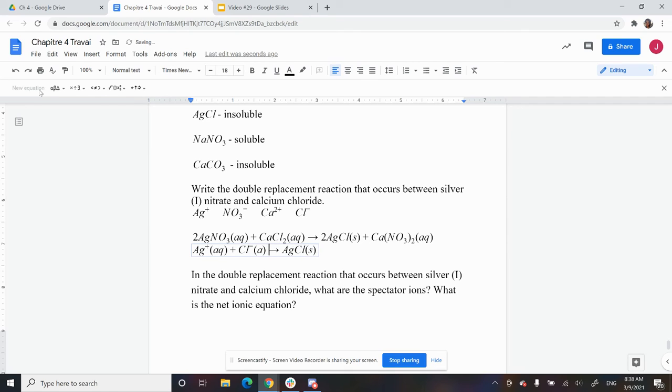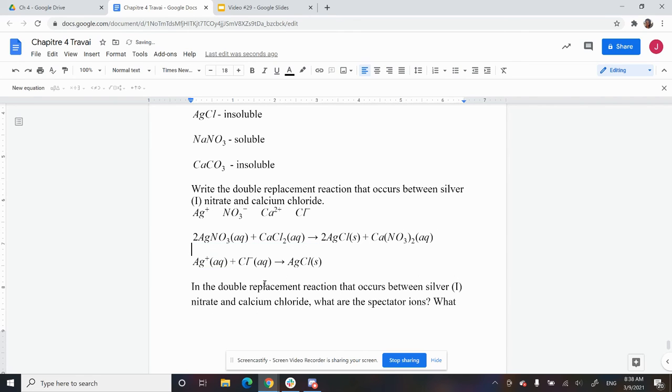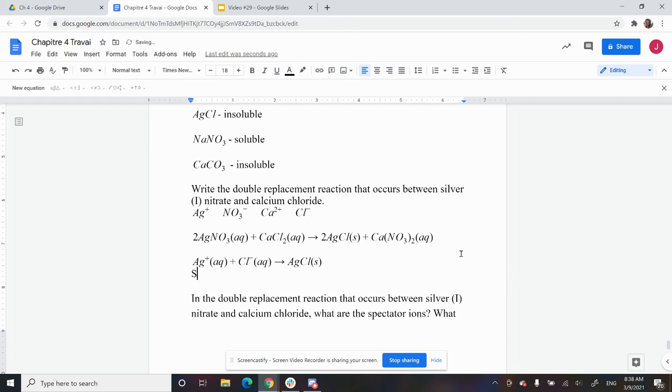Some of you are probably wondering, why did I ignore the 2 that was in front? You're going to rebalance it. Had I kept it there, it would have been fine. I would have gotten 2, 2, and 2, and then I would have needed to simplify the equation to 1, 1, and 1 for the balancing. And then for the spectator ions, you just list what they are. It's not like something that you need to balance.